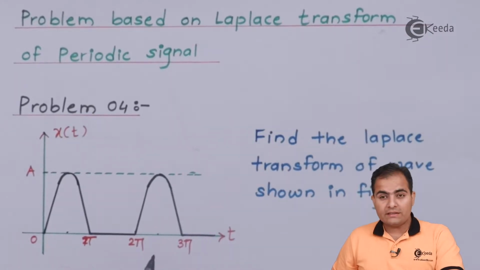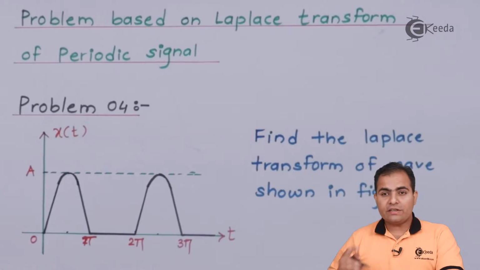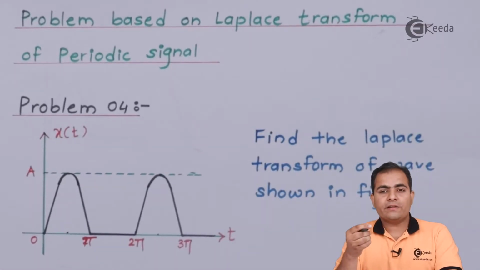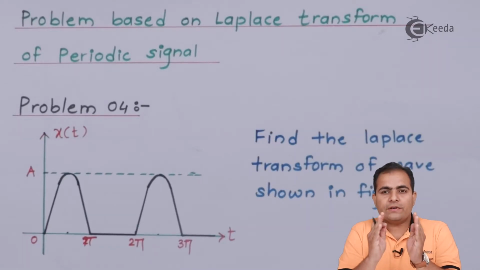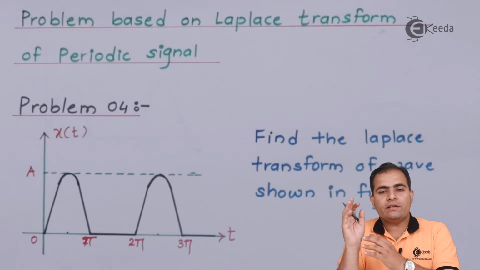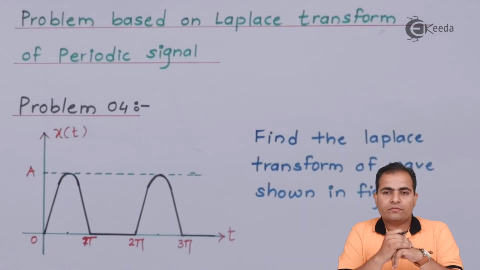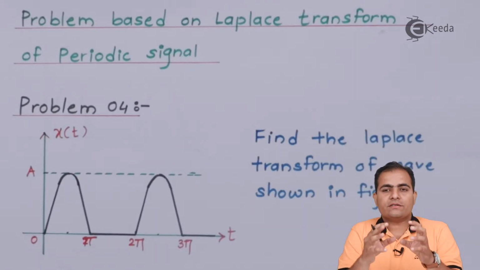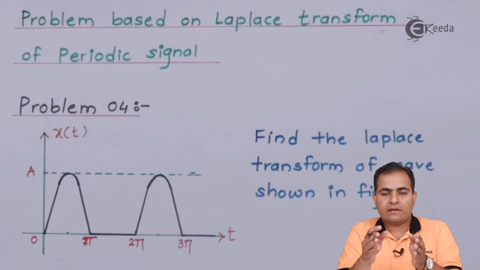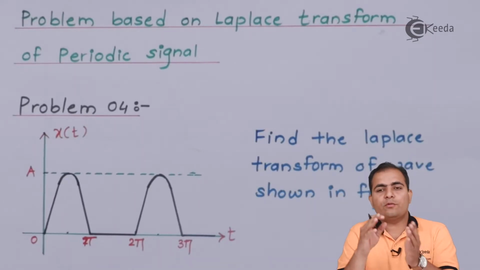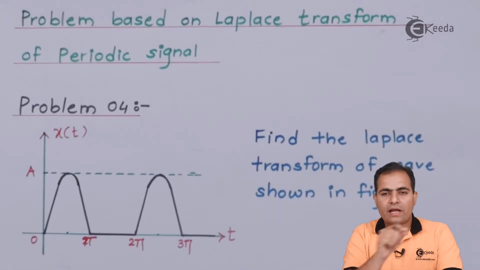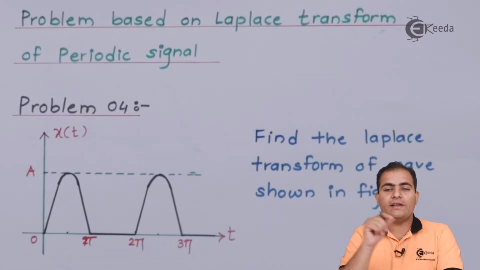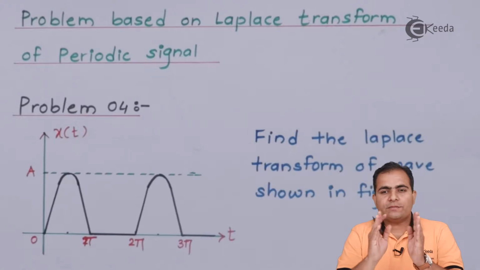Now in this case the function repeats itself after 2 pi, which means if we find out the Laplace transform of the first period, then the same Laplace transform result will be there from 0 to 2 pi, from 2 pi to 4 pi, and so on. So it is not necessary to find out the Laplace transform of this periodic signal till infinity; only the first period is enough.